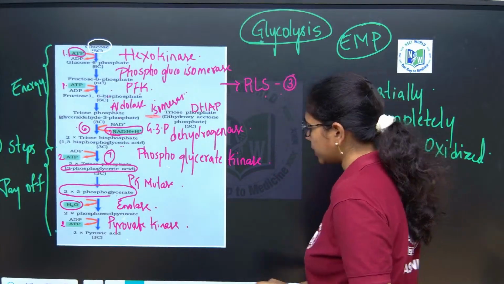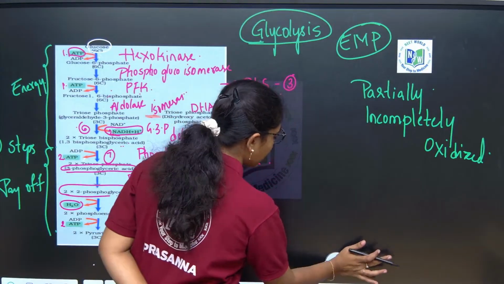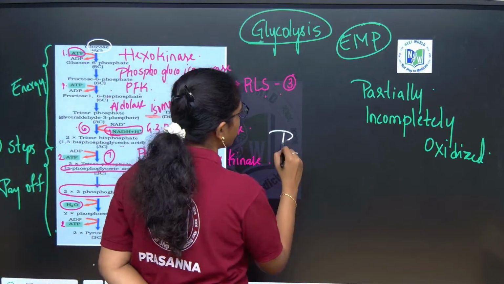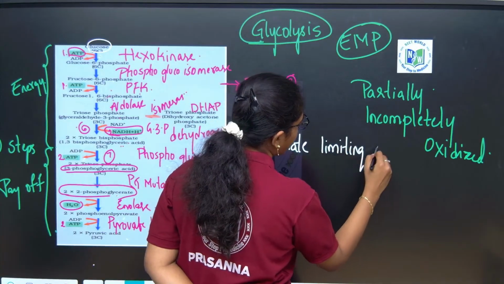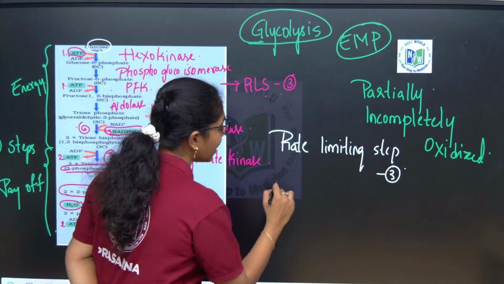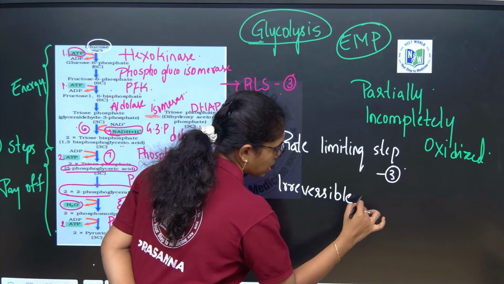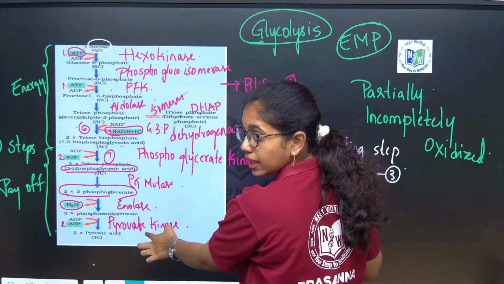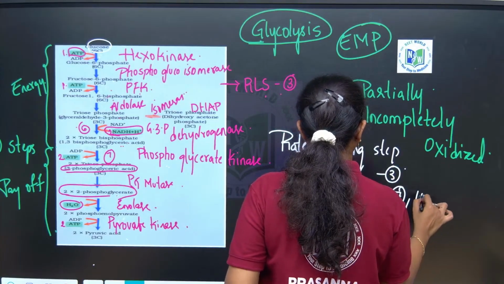So, here in glycolysis what you have to majorly remember is what are the rate limiting steps here. Okay, what are the rate limiting steps? Rate limiting step is 3, and 3 steps are irreversible reactions. Irreversible, those are at 3 by phosphofructokinase, at 7 and the last step, that is 10th step. Okay, at 3, 7 and 10th step.